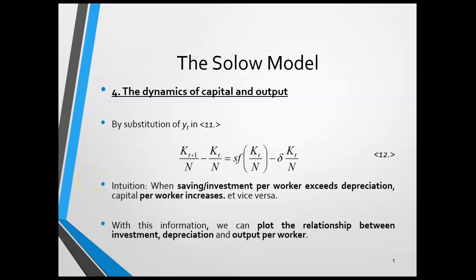Now that we know conceptually what drives per worker capital accumulation over time, we can take the next step and link it to output. Substituting the production function into equation 11 in the last slide deck accomplishes just that. Let's quickly review. The change in capital per worker, K_{t+1}/N minus K_t/N, equals investment, which is really just a fraction s of output per worker, represented by F(K_t/N), minus depreciation delta times K_t/N.